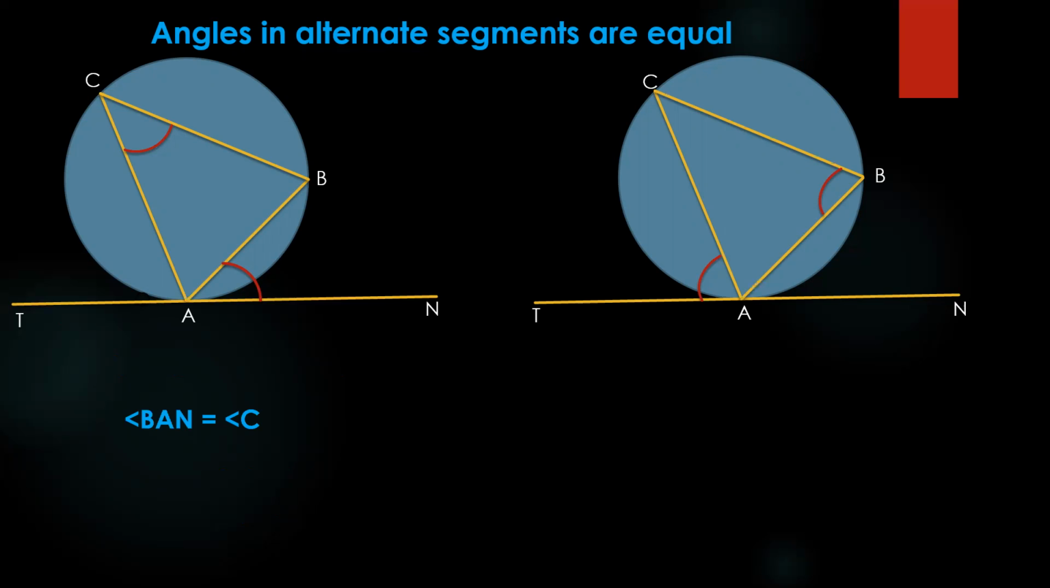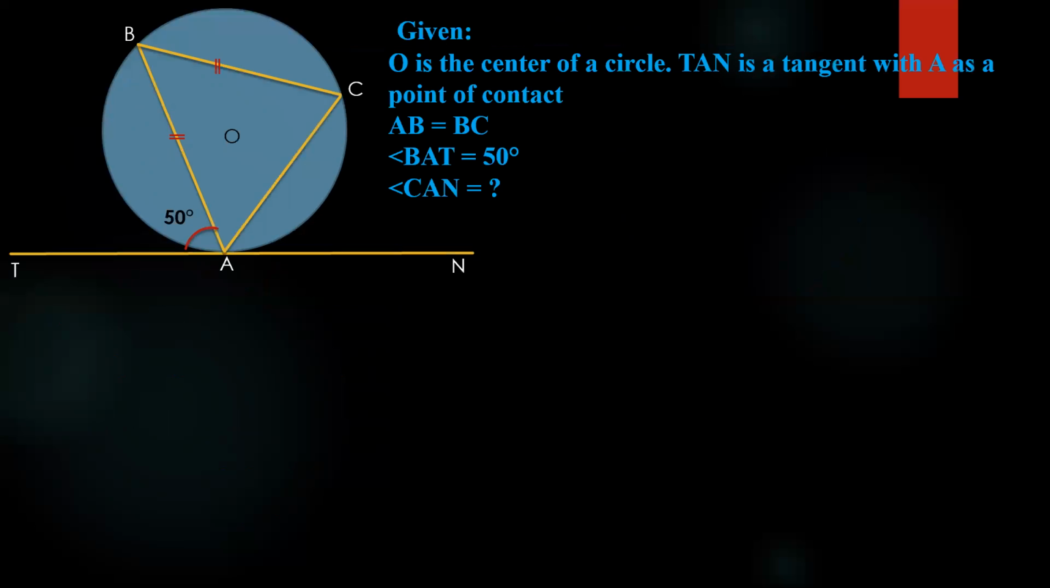Okay, this is a very important property. And alternate segment doesn't mean that it's the alternate angles. It is an angle in the alternate segment. We are going to use this property in the upcoming problems, right? Look at here. Okay, now here, look at this problem.